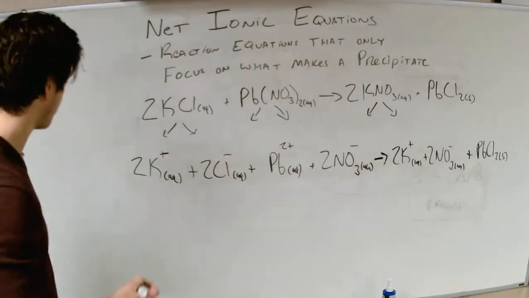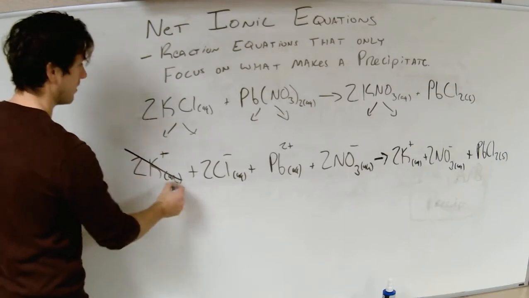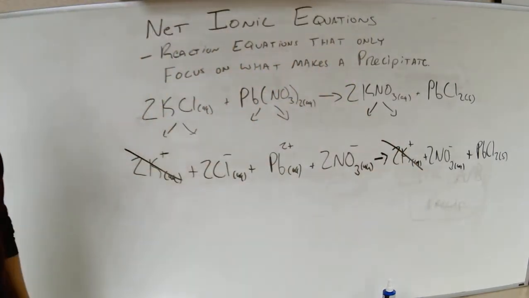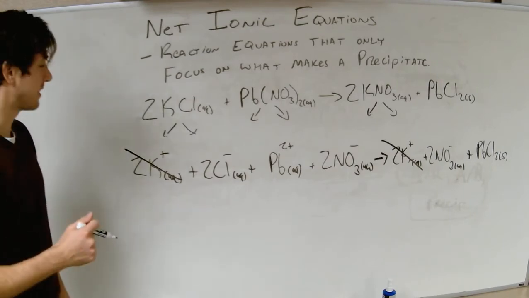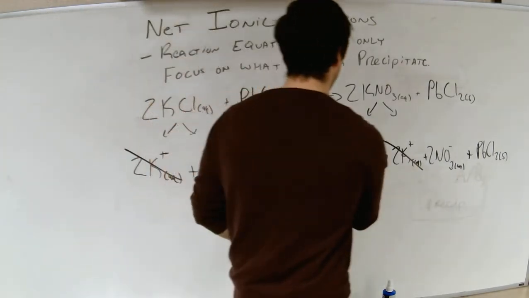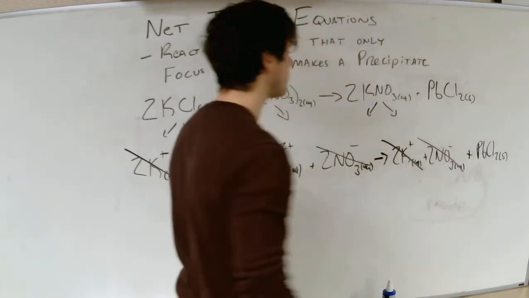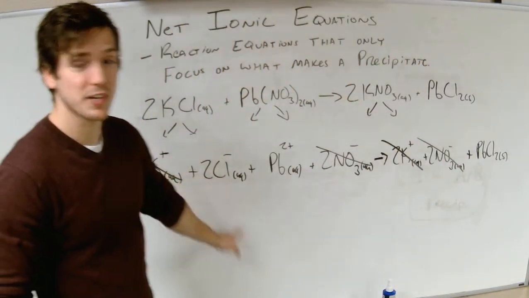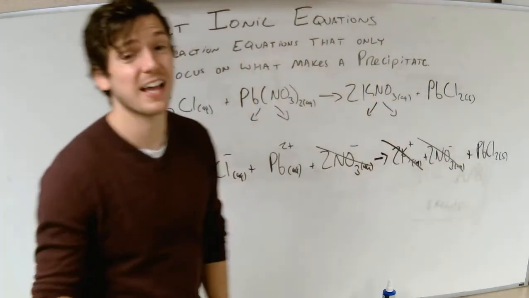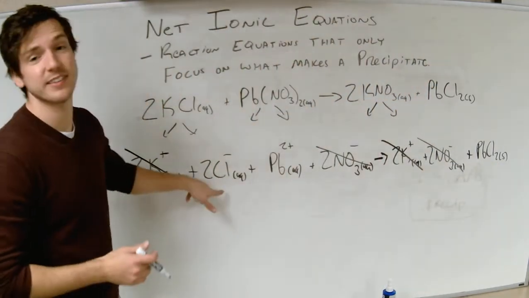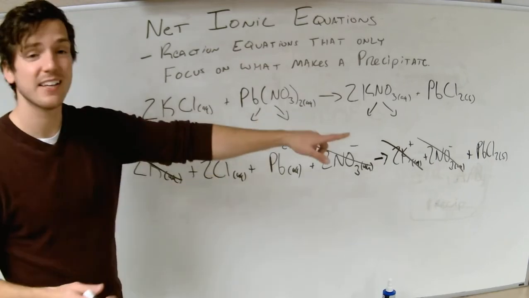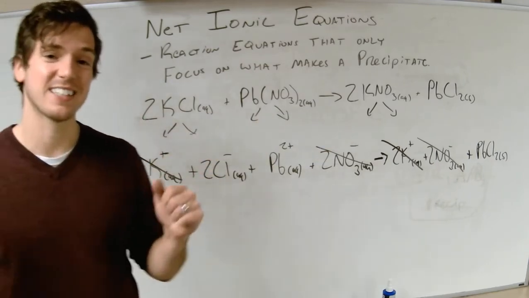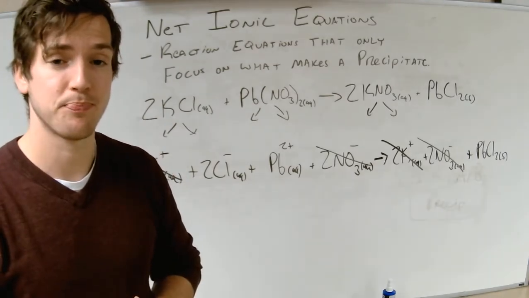So examples of this are my K plus. They are the exact same on both sides. Another ion that is the exact same is 2NO3 and 2NO3. Those are the exact same. You have Cl minus over here, and you have Cl. Those are not the exact same, okay? Those are different. This is a chlorine ion. That is chlorine when it's attached to a lead. So again, only if they're the exact same are we crossing them out.